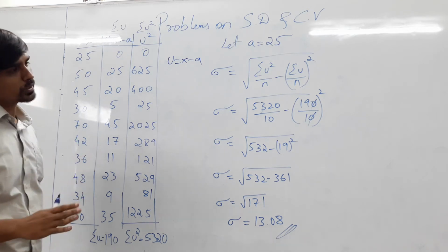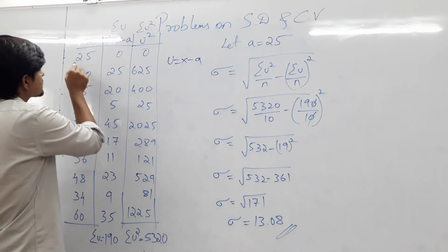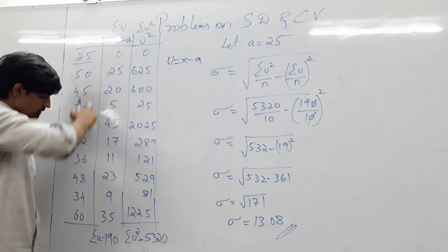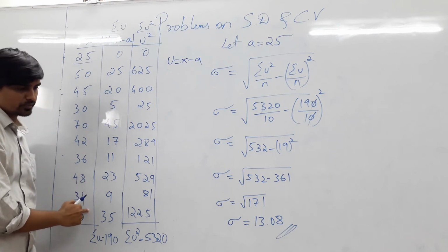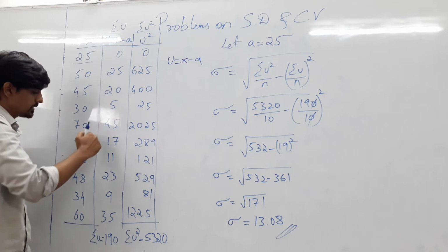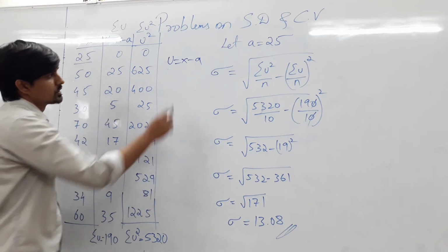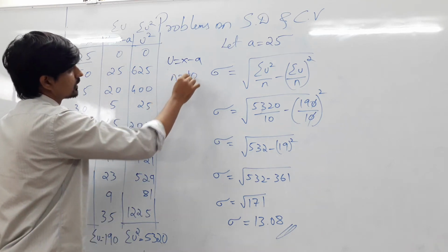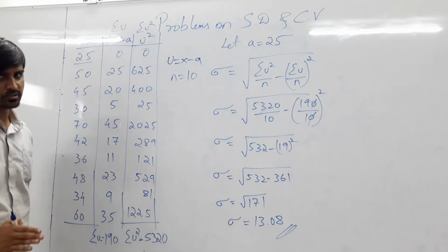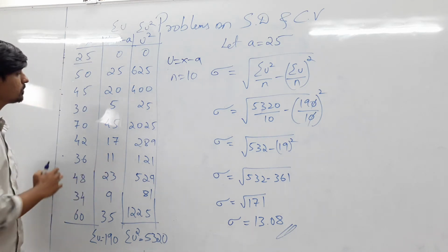Let a equal 25. I have taken the first number. If you want, you can take any number out of these. Out of these, how many numbers are there? 1, 2, 3, 4, 5, 6, 7, 8, 9, 10. So n is equal to 10. You can take any number out of these 10 numbers, but you can't take numbers which are not here.